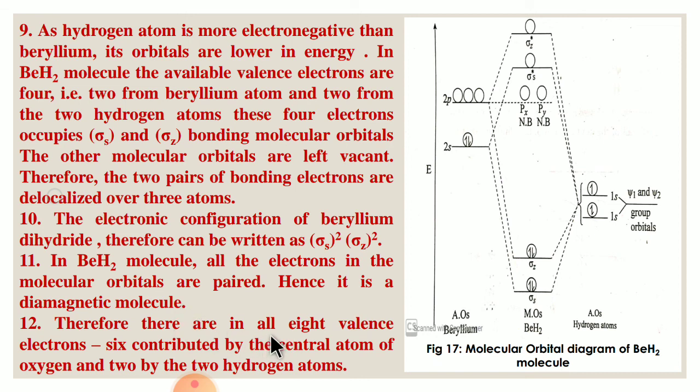Therefore, there are in all 8 valence electrons, 6 contributed by the central atom beryllium, and 2 by the 2 hydrogen atoms. So this is all about the molecular orbital diagram of the BeH2 molecule.